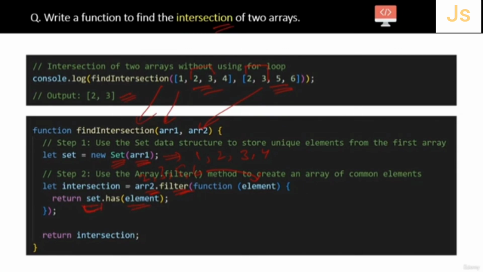And then that element will be checked to see whether the set of array 1 already has that element or not. For example, the first time it will check that element 2 of array 2 is present in set 1, 2, 3, 4. And it is present, right? So the condition will be true, and element 2 will be added to the intersection array. Then that will be checked with the remaining elements of array 2, which are 3, 5 and 6. Out of them only 3 is present, so that will be added in the intersection and the rest will be ignored. So finally 2 and 3 will be the elements of the intersection array.